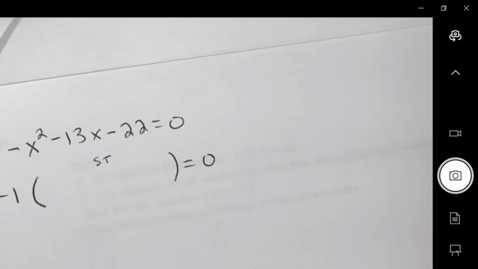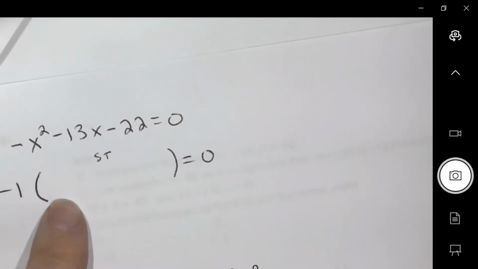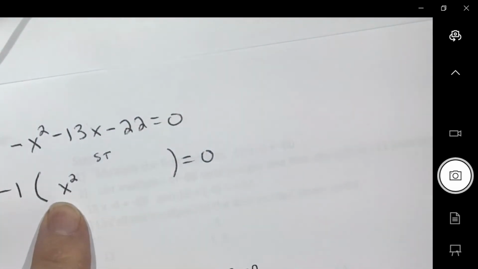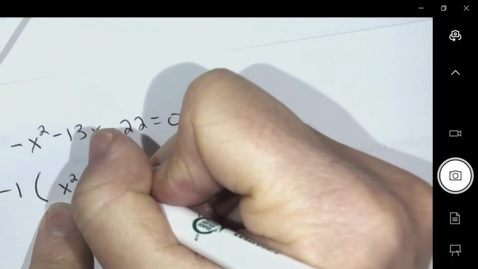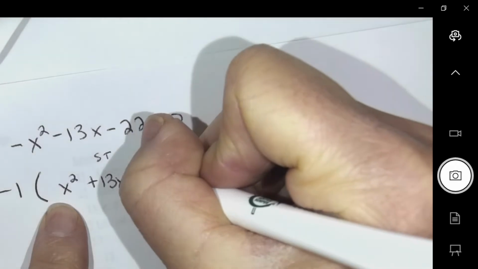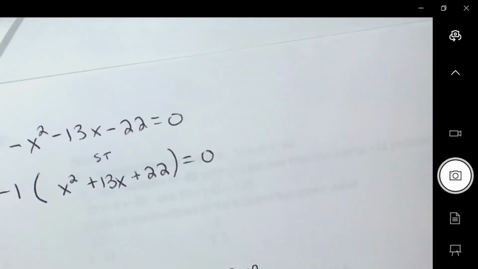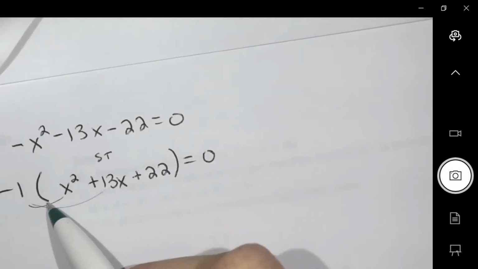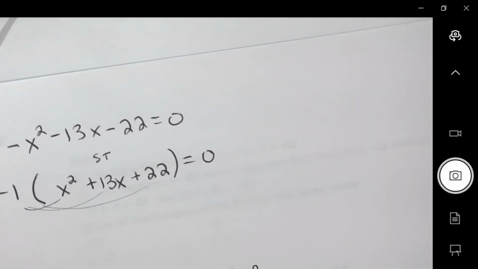Okay. What does this turn into now? X squared, positive x squared. That's what I like to see. This will turn into a plus 13x and a plus 22, because I divided a negative 1 out of everything. Don't forget on GCFs, you can always check: does this multiply to your original?